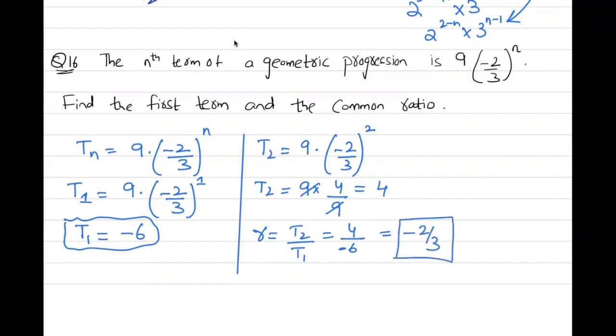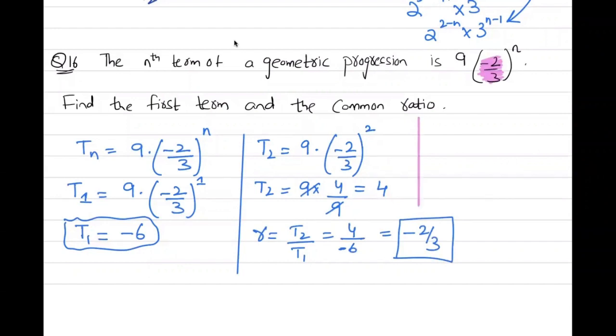Is that a coincidence or is it always like that? Why do you say it's a coincidence? What makes you say that? The value they give you, like 9 times minus 2 over 3, is the same as the common ratio. No, it's not a coincidence. That is always going to be the case.